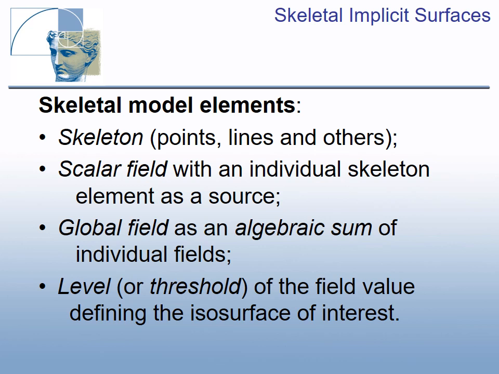There can be many skeletal points or other geometric shapes as skeletons placed in space. In the definition of skeletal implicit surface, there are the following model elements. Skeleton consisting of skeletal points, lines, and others. Scalar field with an individual skeleton element as a source. Global field as an algebraic sum of individual fields. Level or threshold of the field value defining the isosurface of interest.